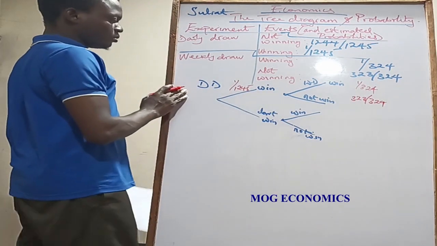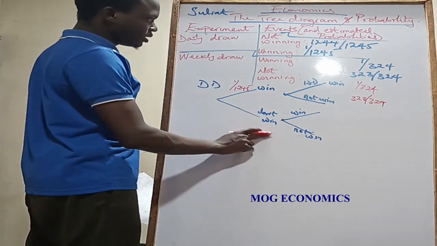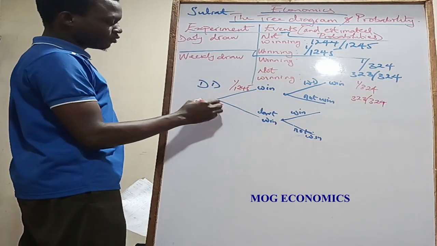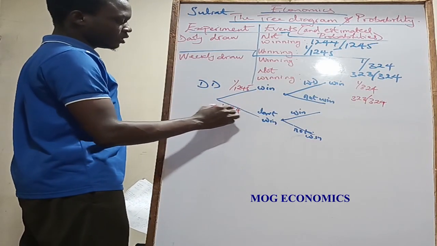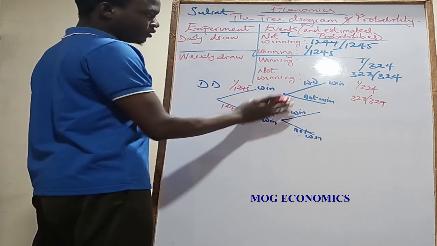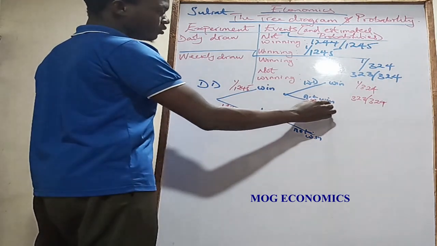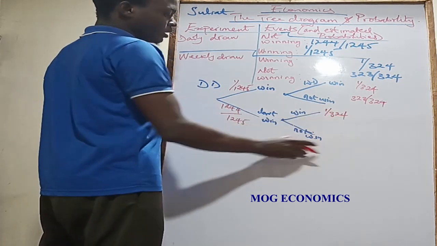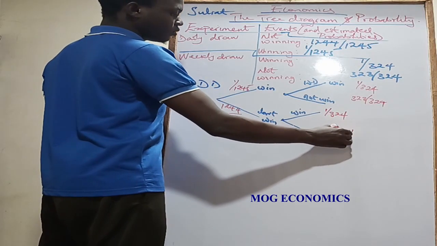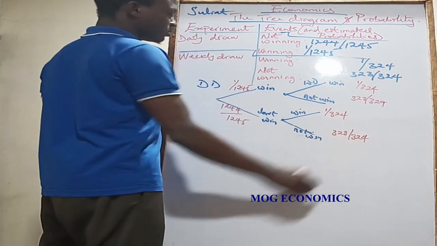All right, so here the same thing. The probability of not winning the daily draw is going to be 1244 over 1245. That's the probability. Then for this one, if she wins her weekly draw, which is the same as what we have here, 1 over 324. And if she doesn't win the weekly draw, of course, 323 over 324. So this is question 1.